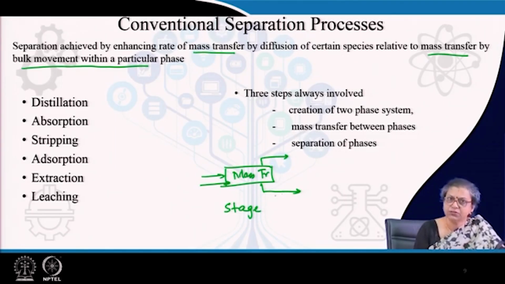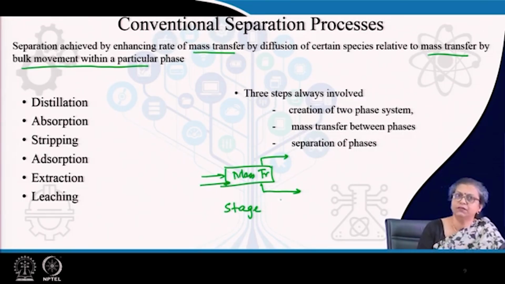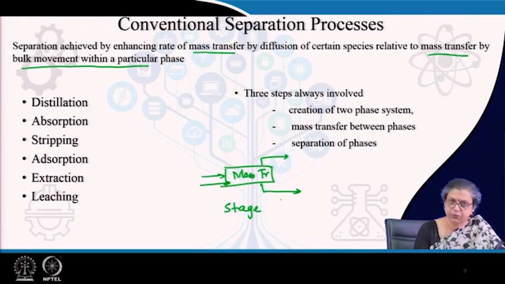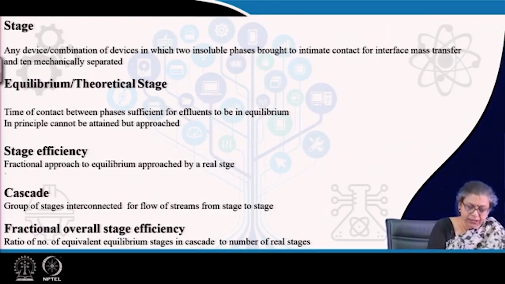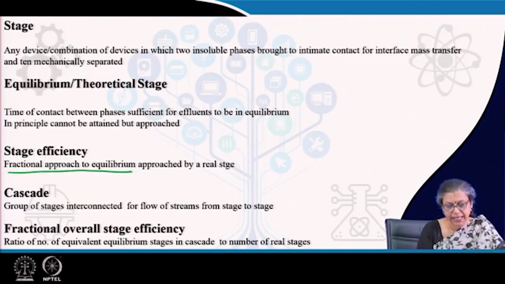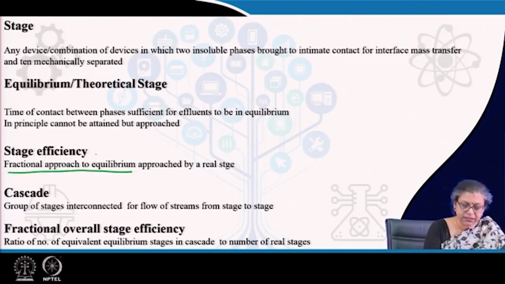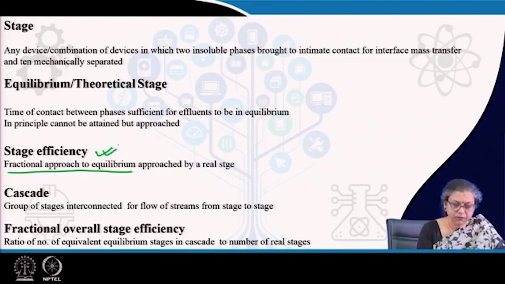And it is important to remember that in practice we cannot attain the equilibrium compositions. It will not be economically feasible, since either we need a very big equipment or a very long time of operation in order to achieve equilibrium. So, mostly we can approach equilibrium, we cannot attain it. The fractional approach to equilibrium that we can achieve in an actual stage is known as the stage efficiency. We will be discussing more of stage efficiency when we discuss the individual processes.